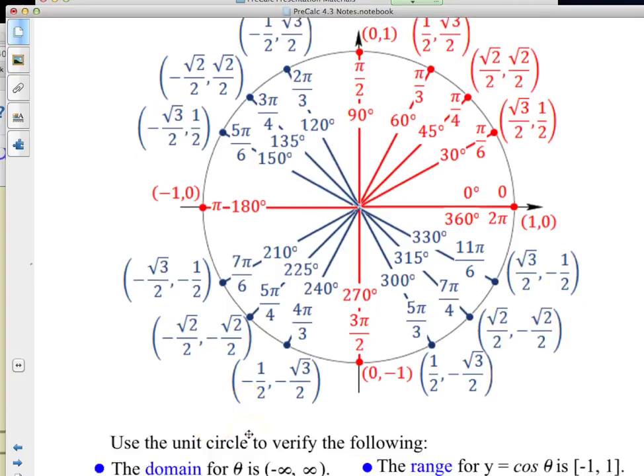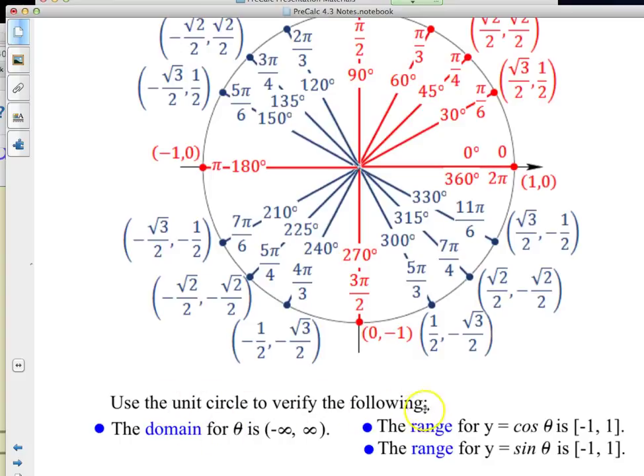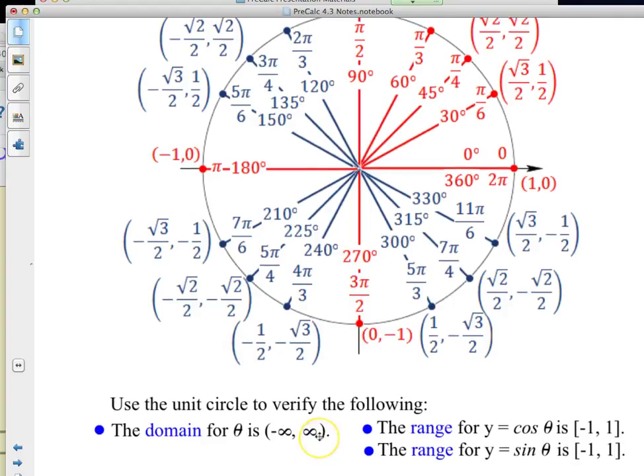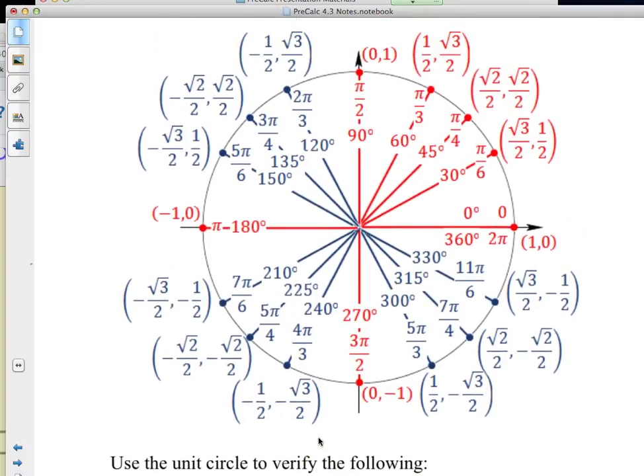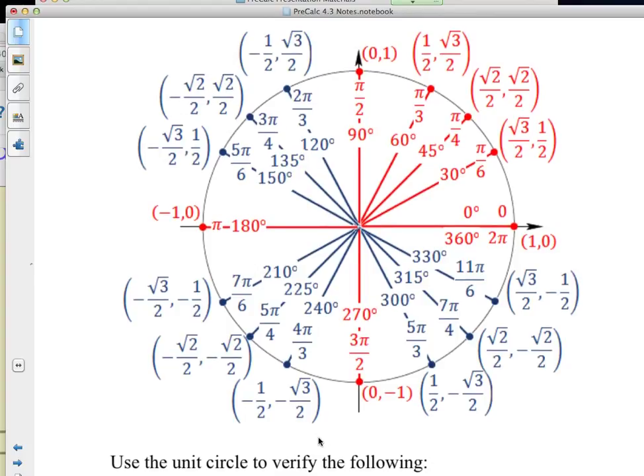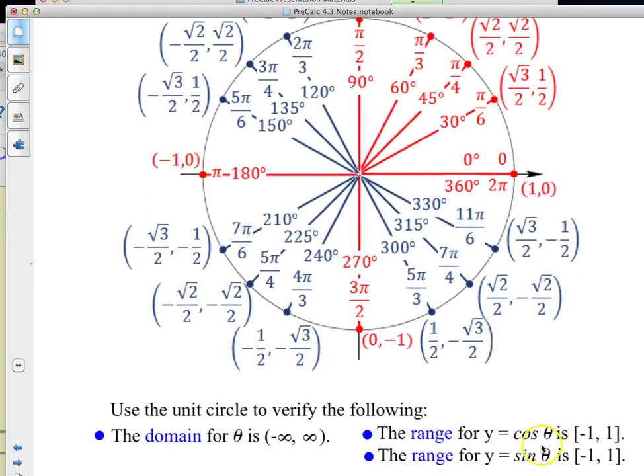The rest on page 29. We're going to use the unit circle to verify the following. The domain for theta is negative infinity to infinity. Remember, we can use multiple revolutions to get this done. No problem. The range of y equals cosine theta is -1 to 1.